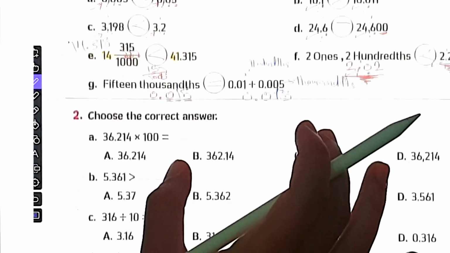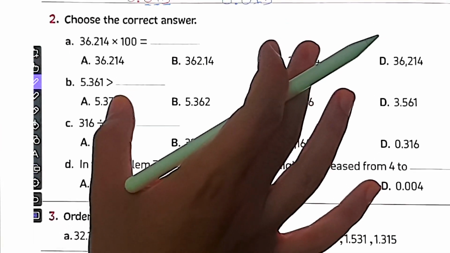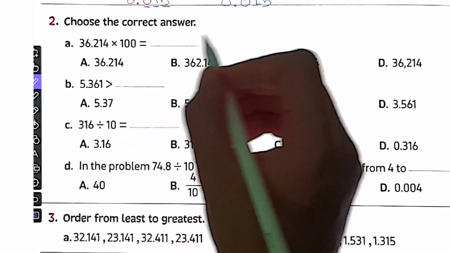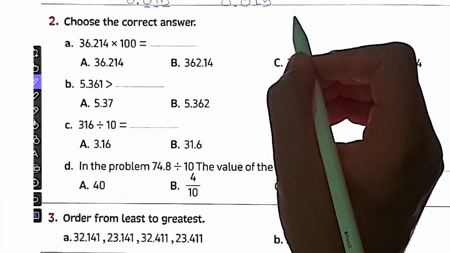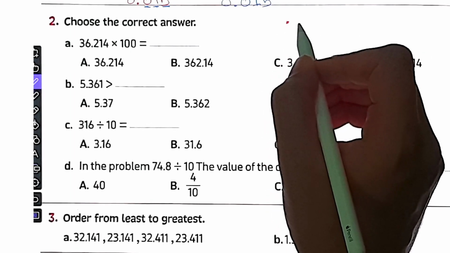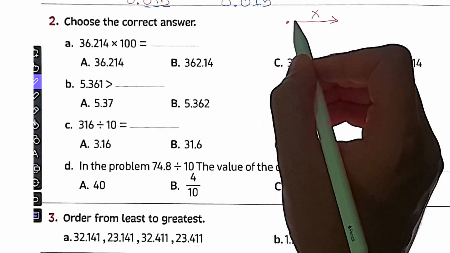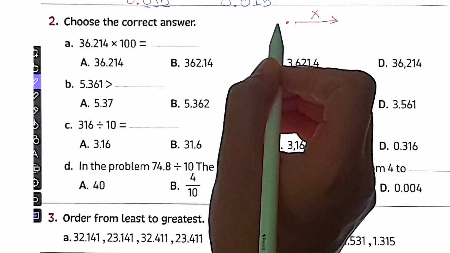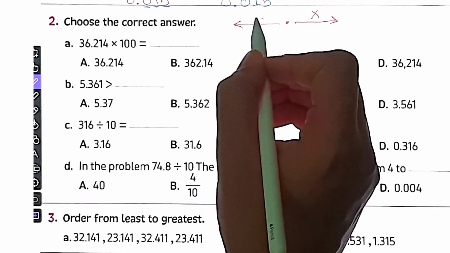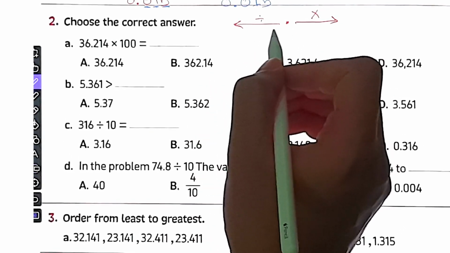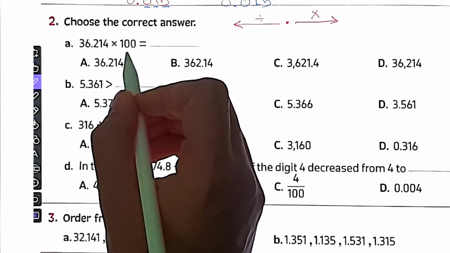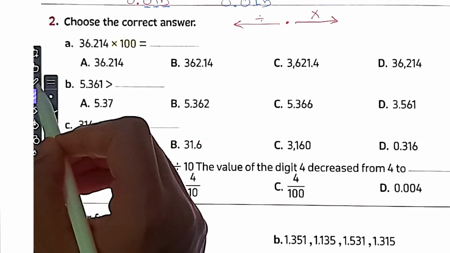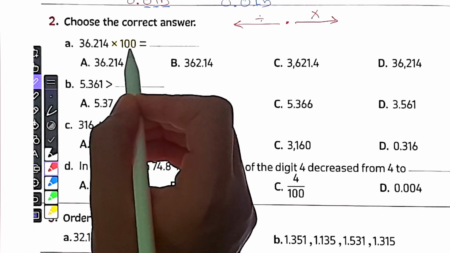Now let's move to number 2. Choose the correct answer. 36.214 times 100. Let's remember multiplying and dividing decimals. If I have a decimal point and I told you multiply, that means I will move the decimal point to the right according to the number of zeros. And if I said divide, this means I will move the decimal point to the left according to the number of zeros.